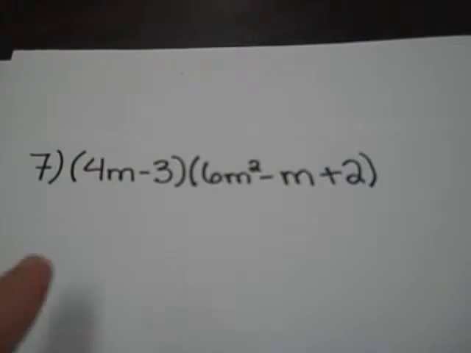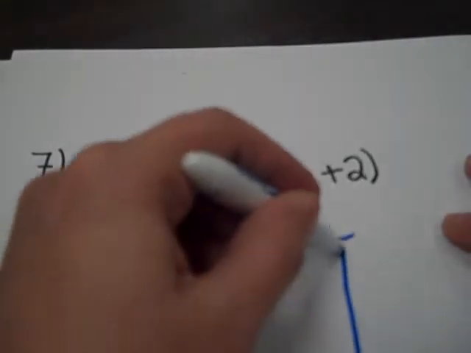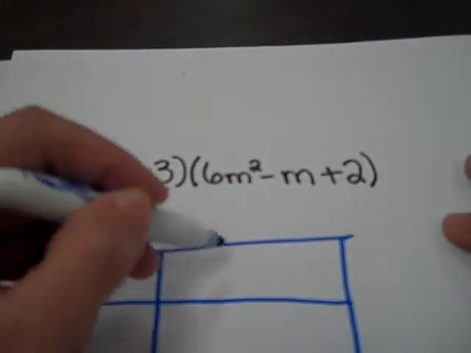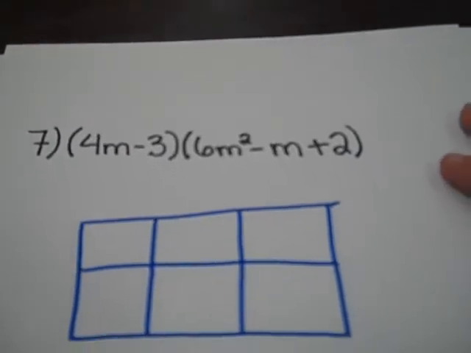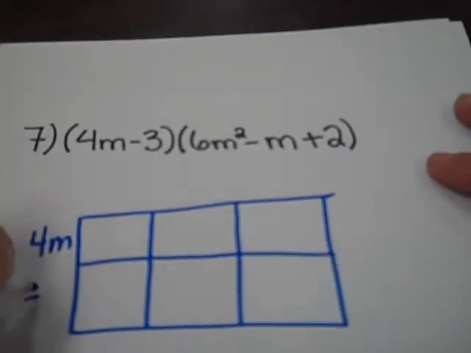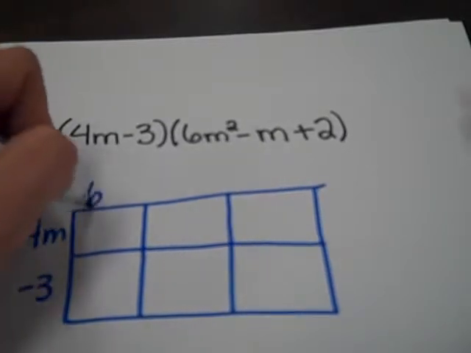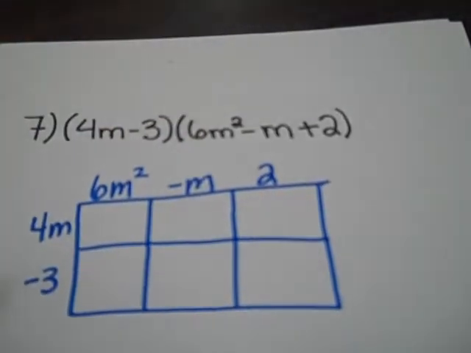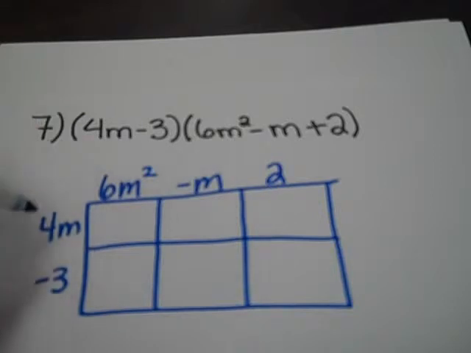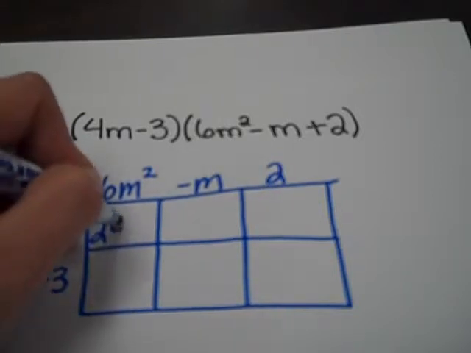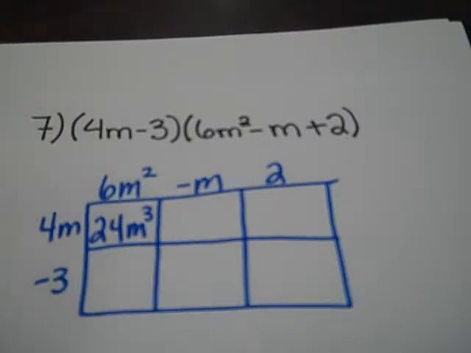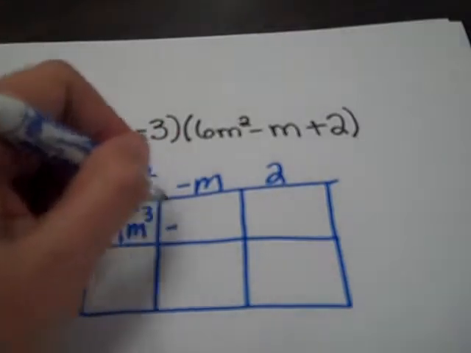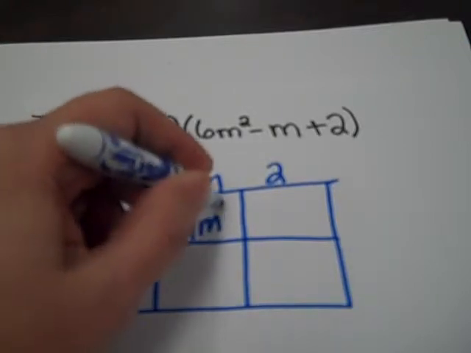Number 7 is a binomial times a trinomial, 2 terms times 3 terms. 2 times 3 is 6. So we're going to do 6 boxes. Okay. I have 4m minus 3 and 6m squared minus m plus 2. 6m squared times 4m is 24m cubed. 4m times negative m is negative 4m squared.